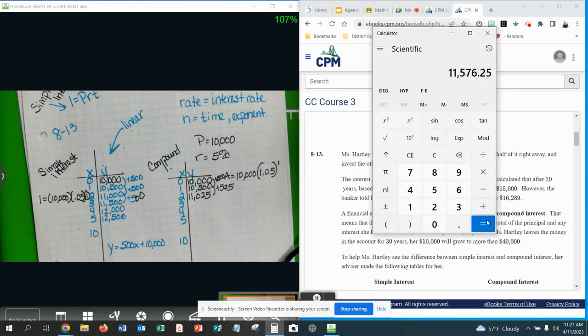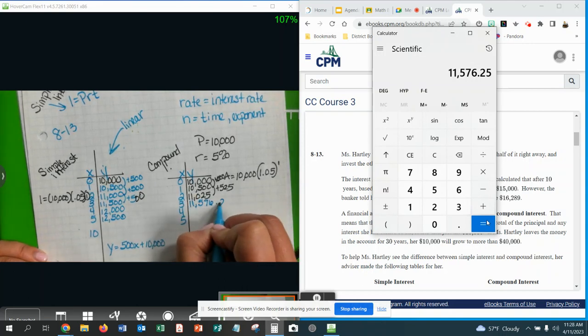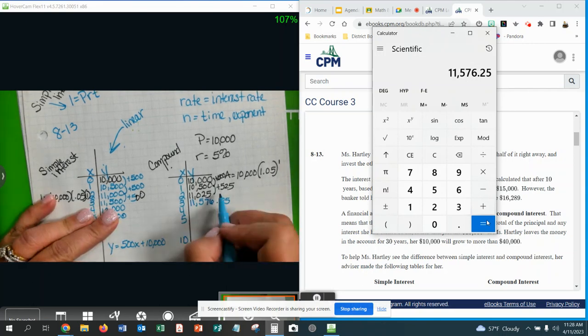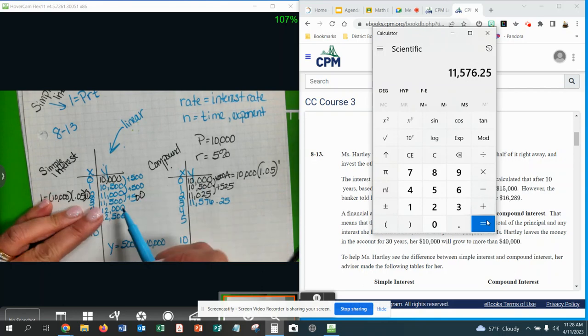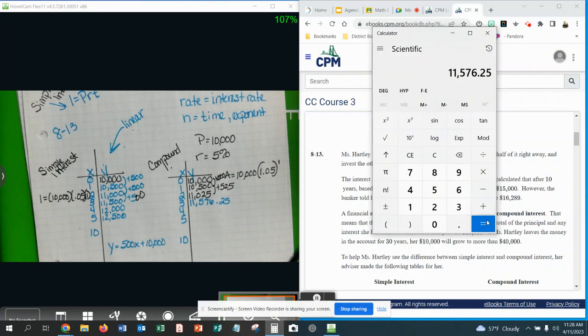Now, year 3, 11,576.25. So this now went up by, if you look at year 3, $76.25. Are you seeing how this is going? If we were to put it in a graph, it would actually start curving. We're at the curve now.